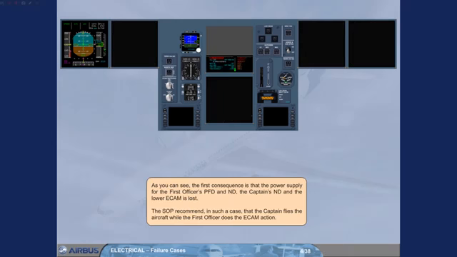As you can see, the first consequence is that the power supply for the first officer's PFD and ND, the captain's ND, and the lower ECAM is lost. The standard operating procedure recommends, in such a case, that the captain flies the aircraft while the first officer does the ECAM action.